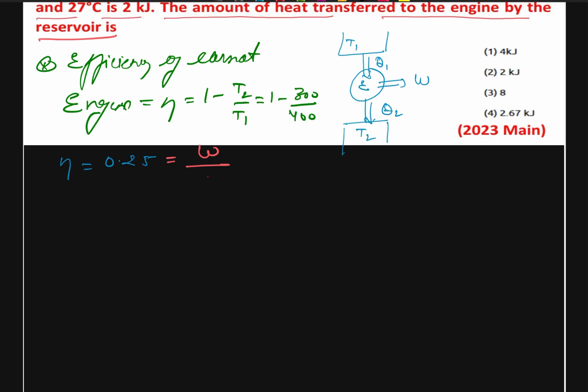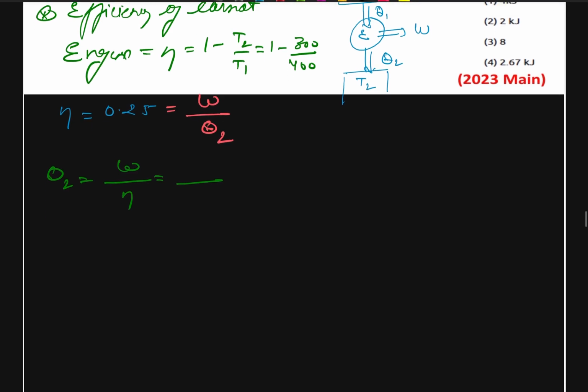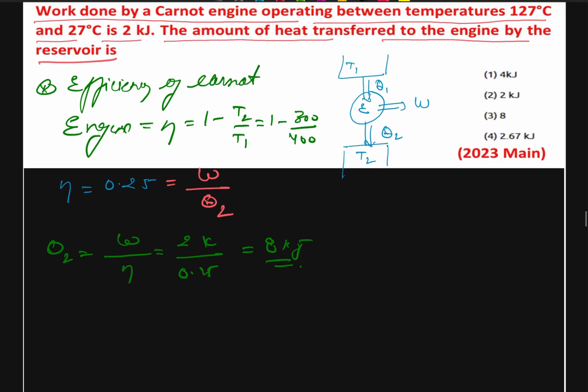And the efficiency in terms of work done is W upon Q1, the heat supplied by the reservoir, and therefore we can write that Q1 will be equal to work done upon efficiency. Work done is 2 kilojoule, efficiency is 0.25, so this comes as 8 kilojoule. So we have option number 3 is correct.